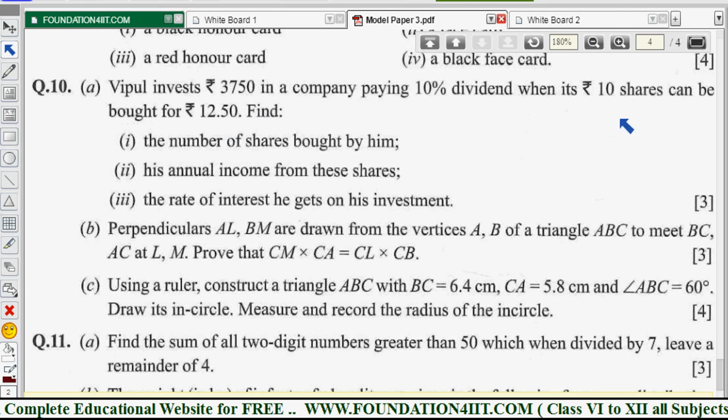Okay, this is the nominal value. Nominal value is 10 rupees and market value is 12.50. So investment is 3,750 and dividend is 10%. Okay, this is the given data. Using this data, we should find out the number of shares, annual income from all these shares, and rate of interest also. So let us take the given data and find out one by one.